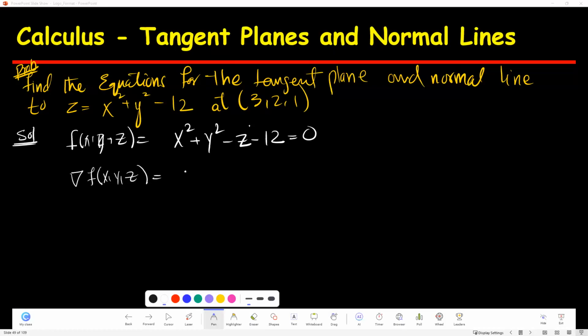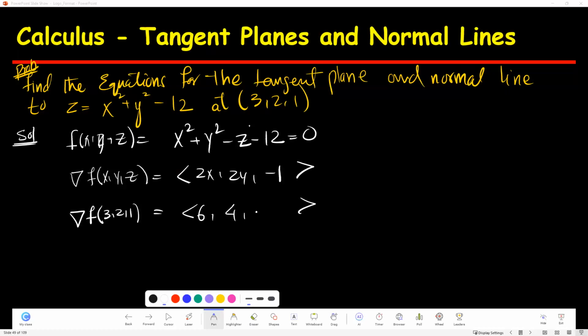It's going to be 2x, 2y, and minus 1. Then I'm going to be taking the gradient and substitute the point. It's going to be 6, 4, minus 1.